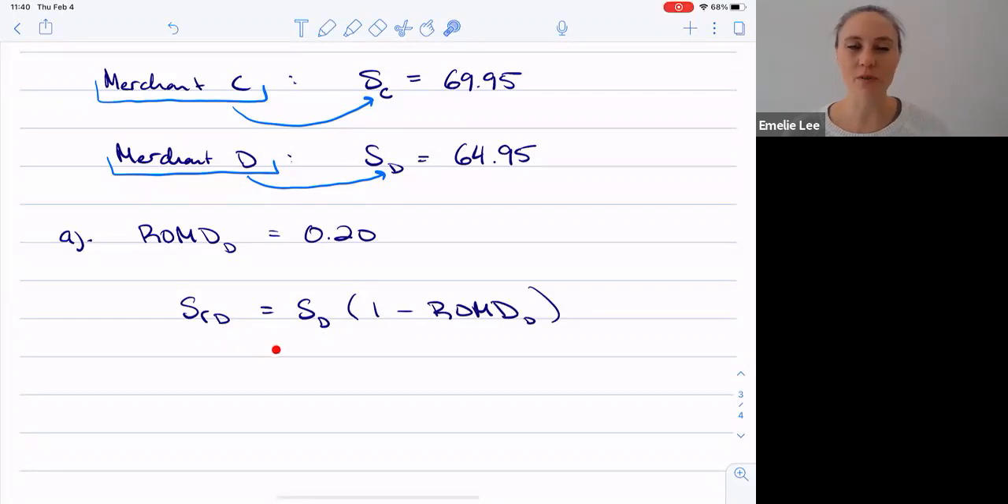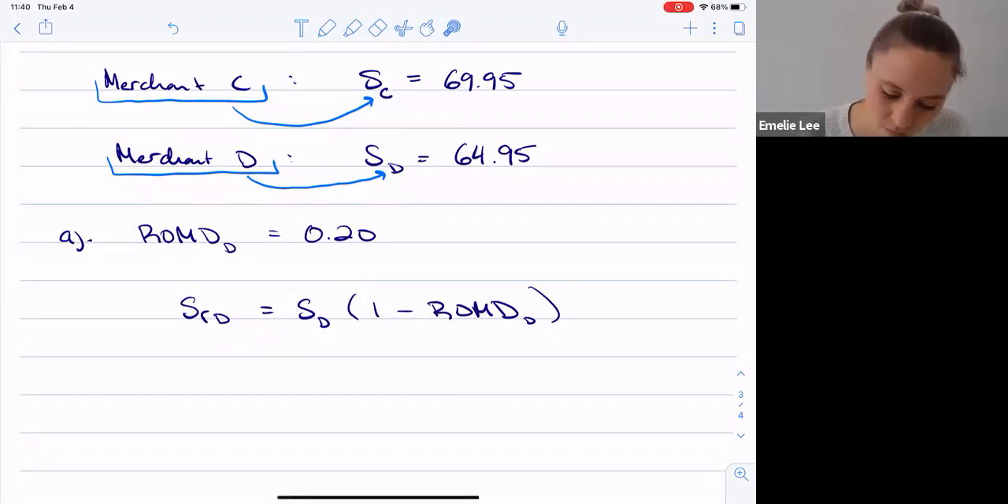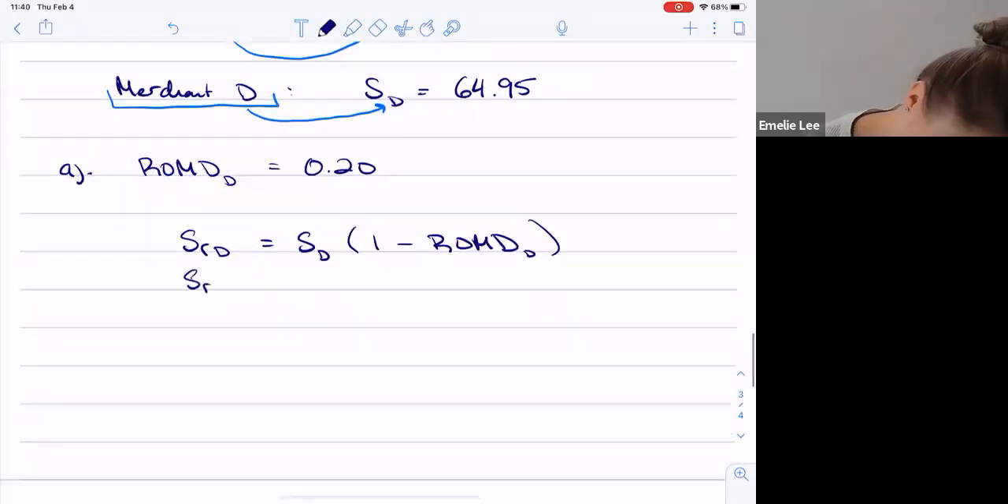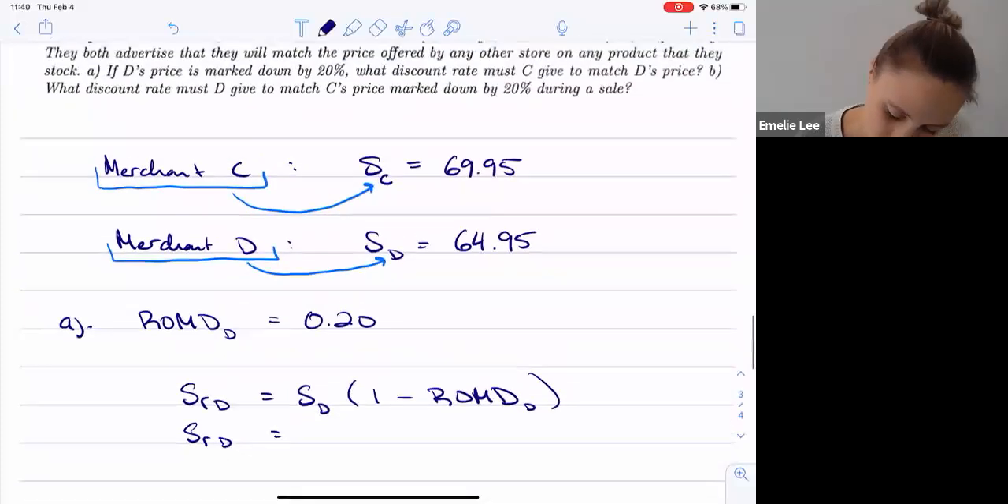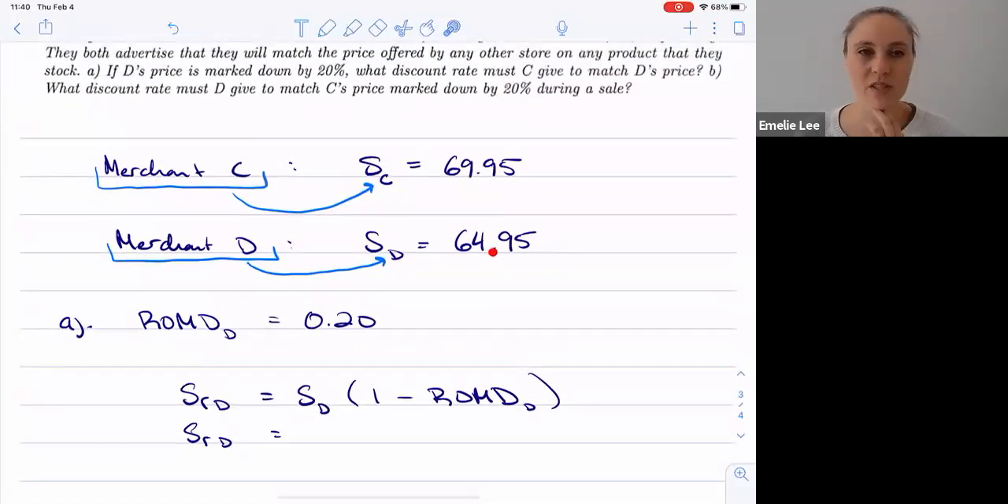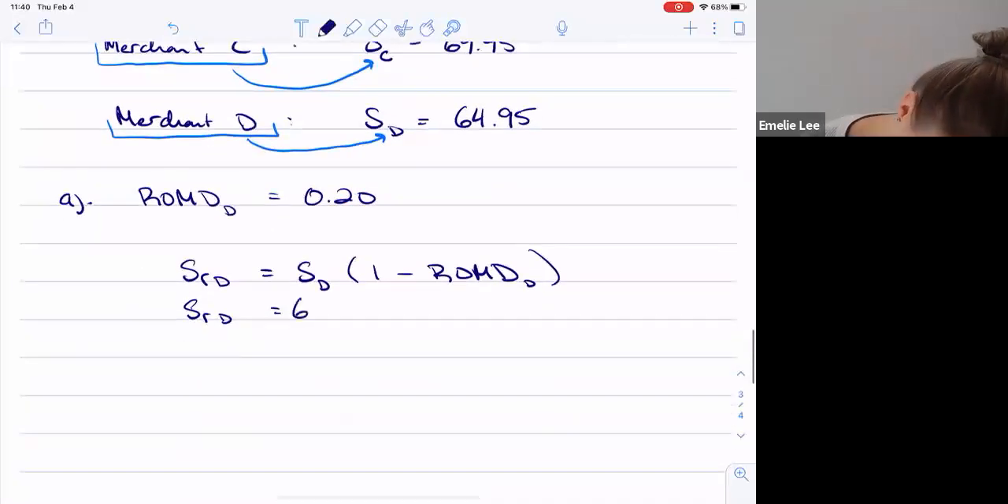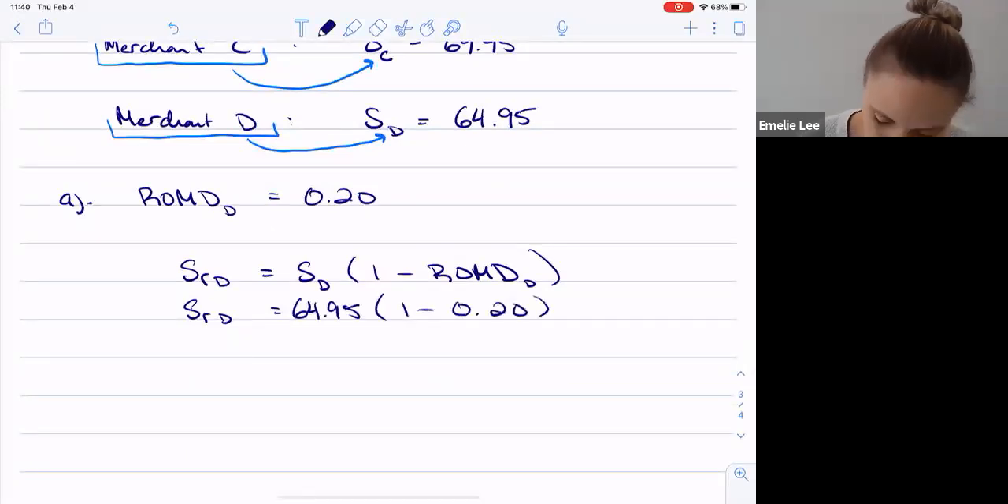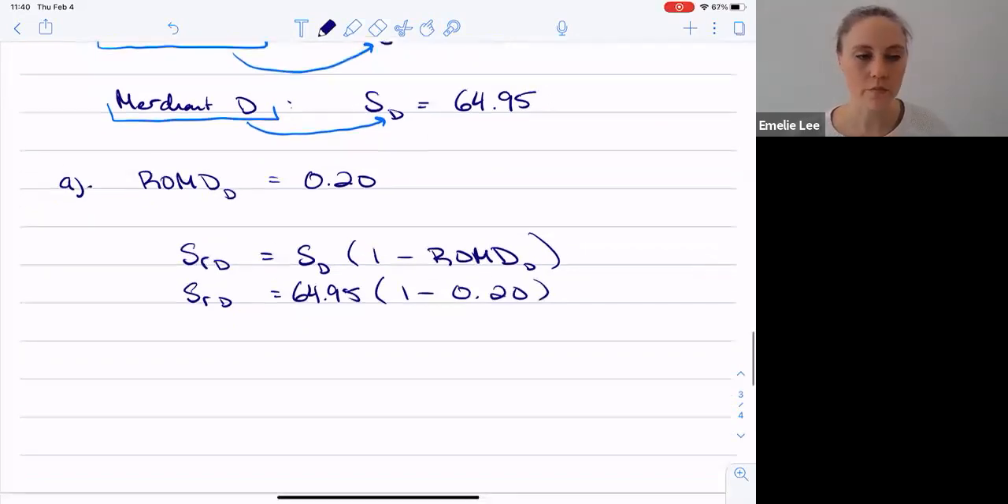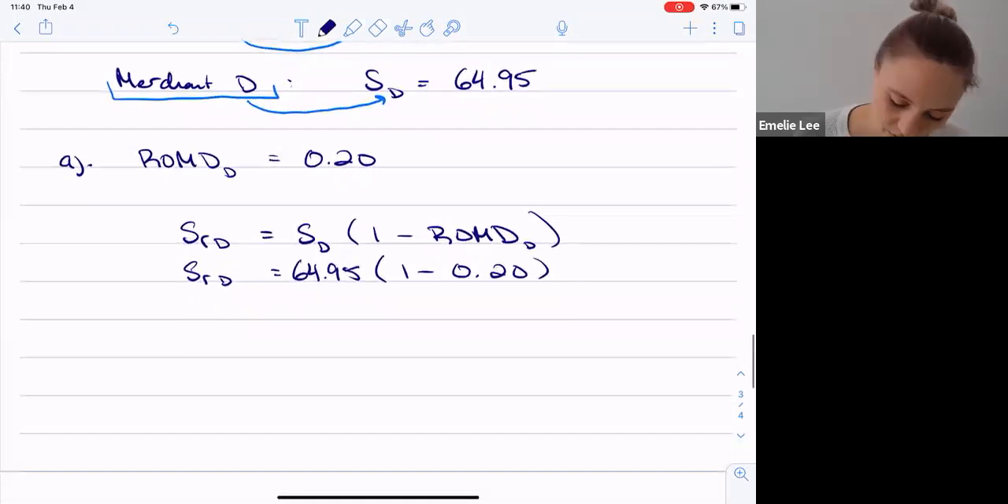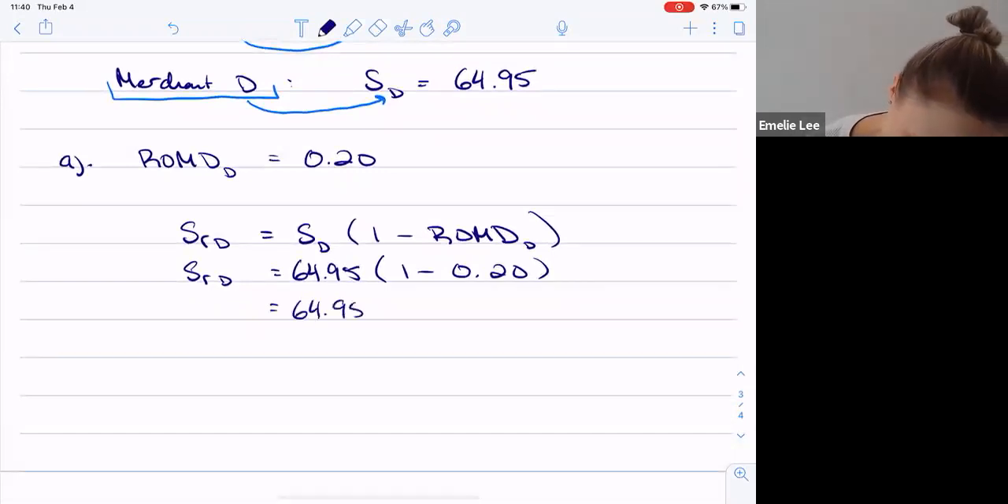I'm just using these subscripts. I don't want you to be thrown off by them. I'm just using them to show that this is all for merchant D. So the reduced selling price for merchant D is, my original selling price for merchant D is $64.95 times 1 minus 0.20. So I have $64.95 times 0.8. I'll use 0.80.